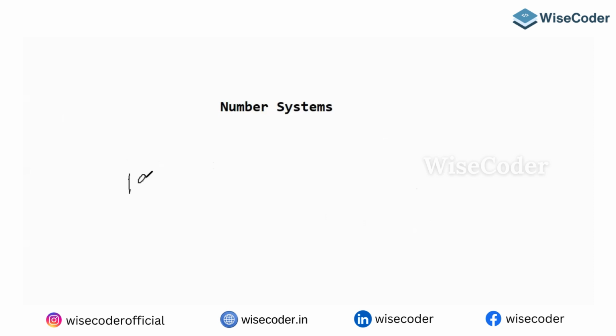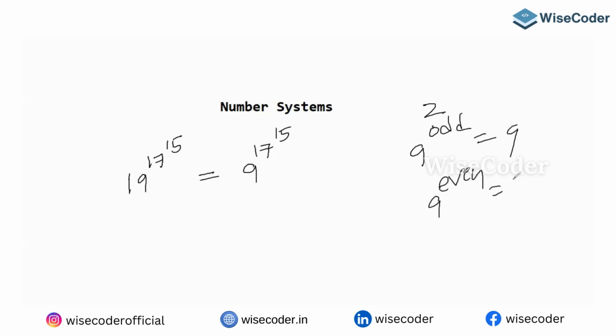If the question is like this, 19 power 17 power 15, find the unit digit. How to figure out the unit digit? This is nothing but 9 power 17 power 15. Okay, guys, what is the cyclicity of 9? It is 2. 9 power odd is 9, and 9 power even is 1. So to figure out this result, you need to see whether the index is even or odd.